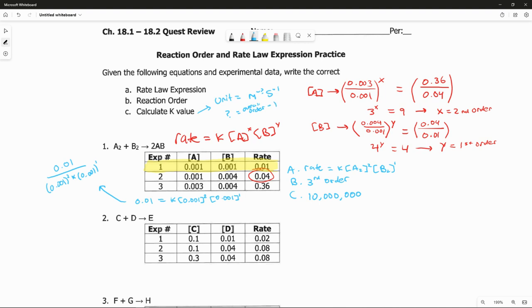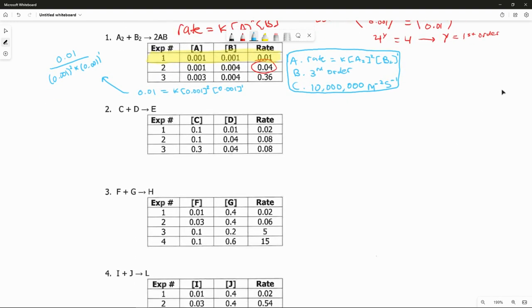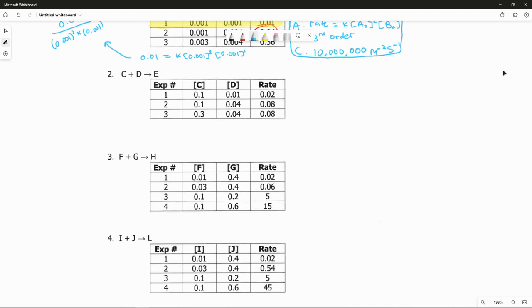All right. So our overall order we calculated was 3. So therefore, our unit is going to be M, and then 3 minus 1 is 2, and then S negative 1. That is our first question done. All right, let's go over the second question.